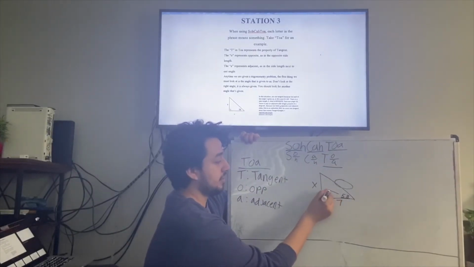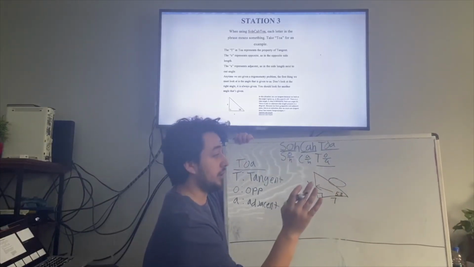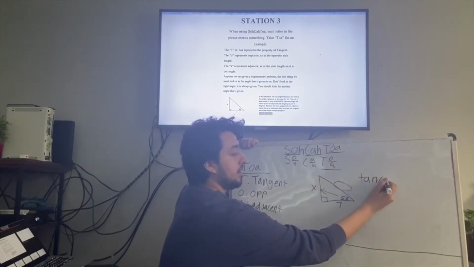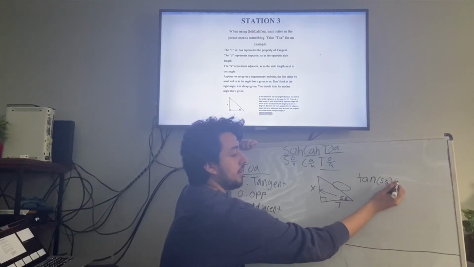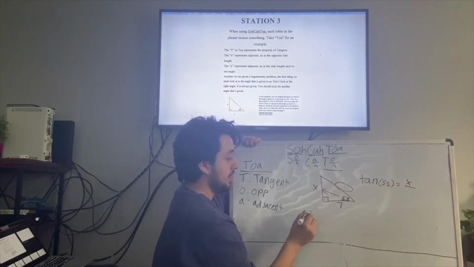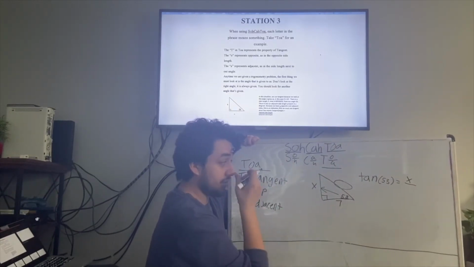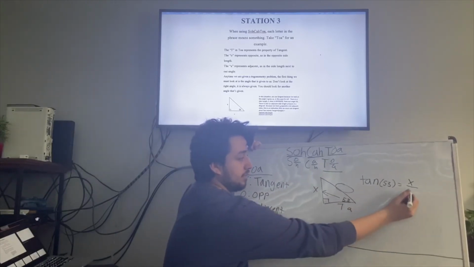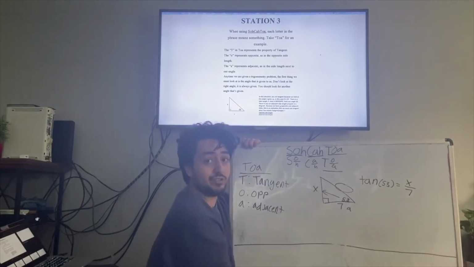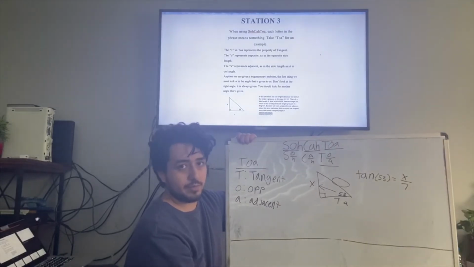It's X, which will explain why we set up our example problem earlier as this right here. Tangent is equal to X over 7, because X is on top since our opposite is on top, and 7 is on the bottom because that's our adjacent value. And from here on, if you still need help, you can look at the notes you did previously whenever we were working on our example problems.